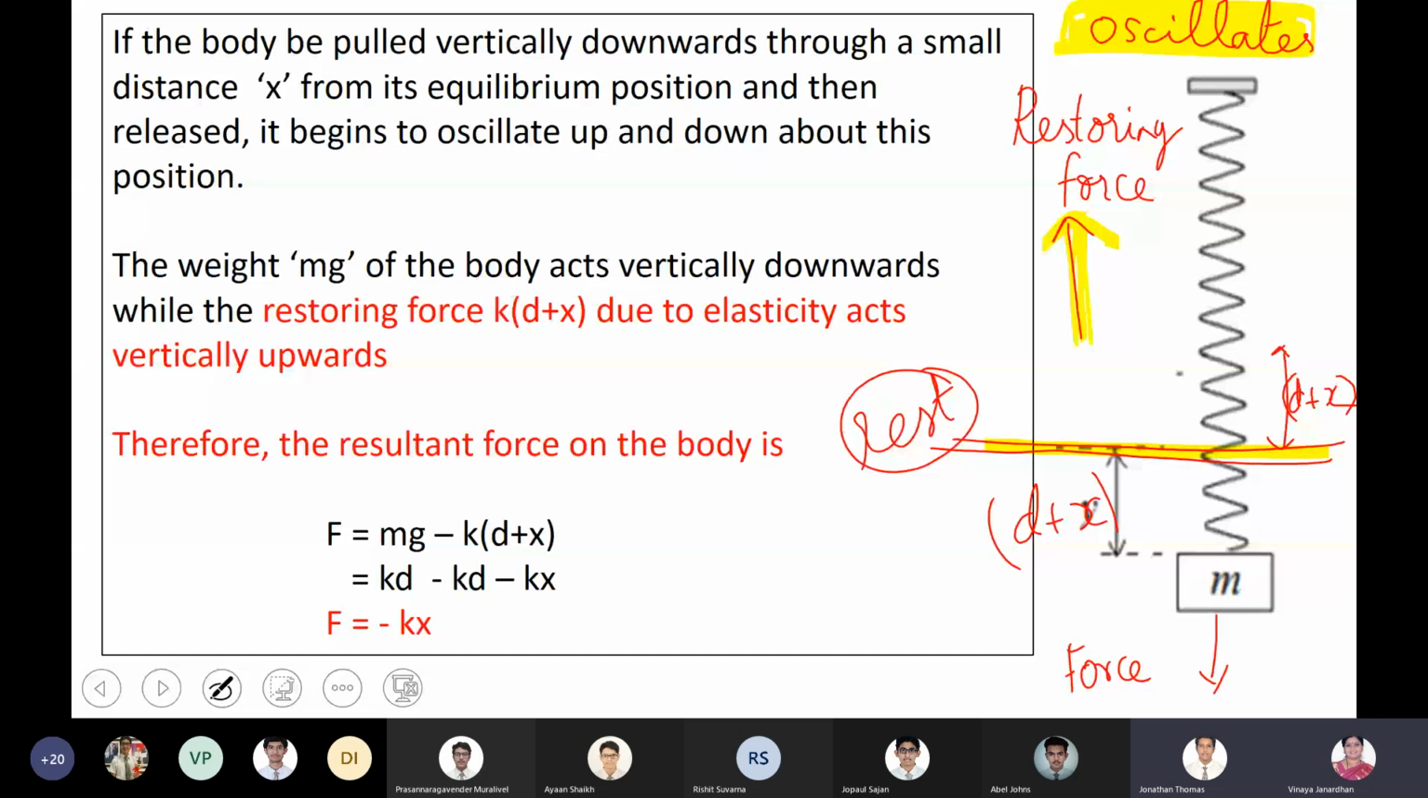Okay, ma'am. Also, ma'am, in the diagram, should we show the force applied, the downwards arrow?